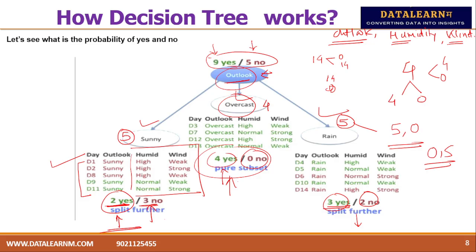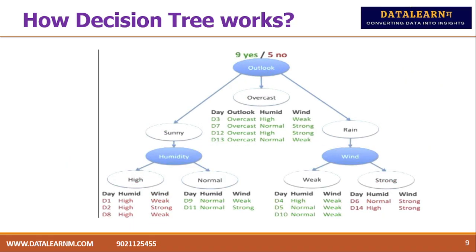But we need to work on the sunny and rain outlook with the next feature. What is the next feature? The next feature is humidity. So compare sunny as outlook with humidity. The records are 5. Those are saying 2 yes and 3 no, correct? Here it was, sorry, 2, 3. Correct, no? 2 yes and 3 no are there, right?